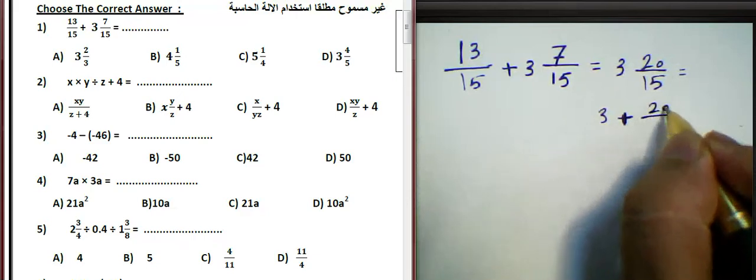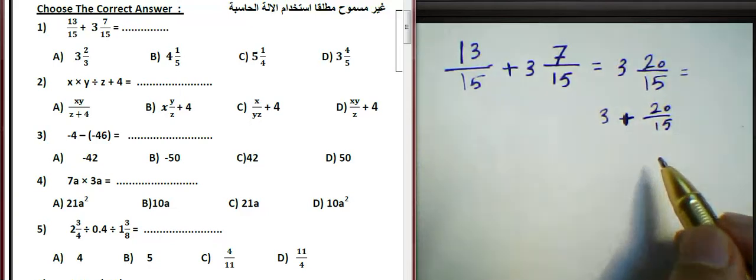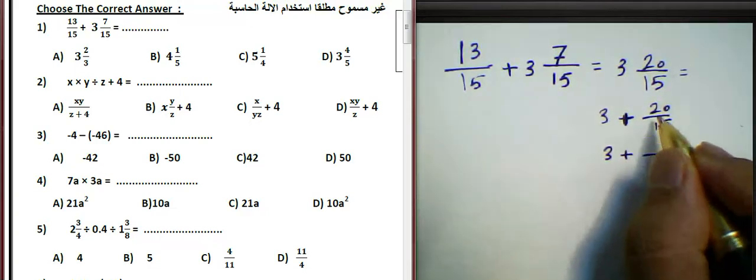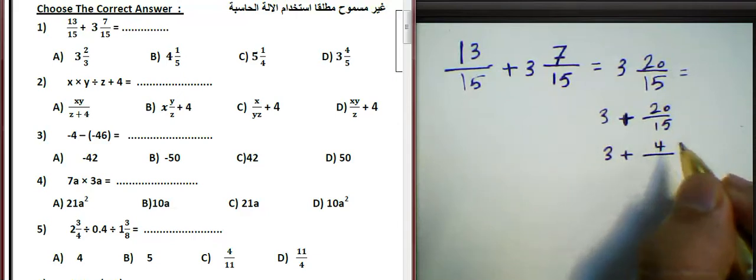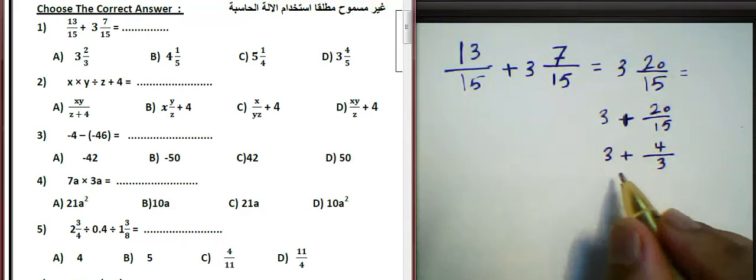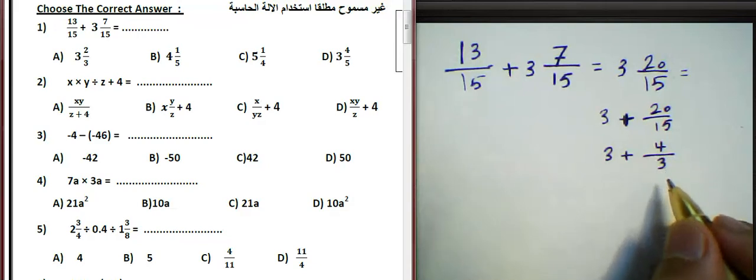We can write 3 plus 20 over 15, and simplify 20 over 15 by dividing by 5. 20 divided by 5 equals 4. 15 divided by 5 equals 3. So the result will be 3 plus 4 over 3. 4 over 3 is an improper fraction. We must convert from improper to mixed number.